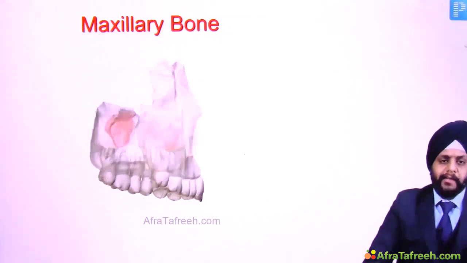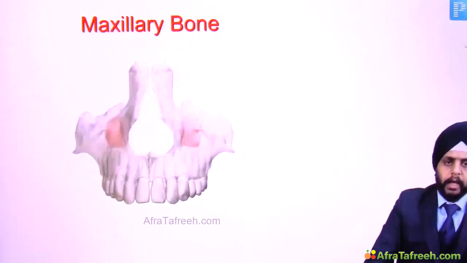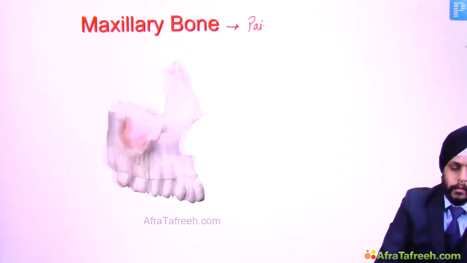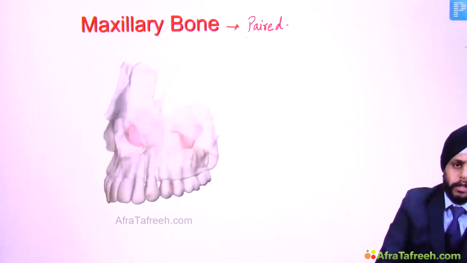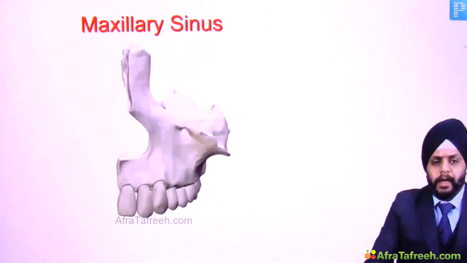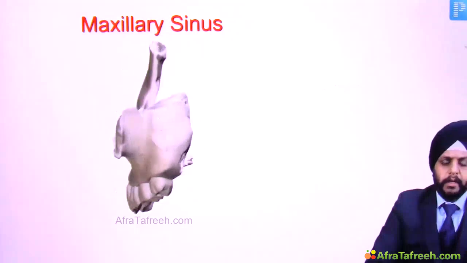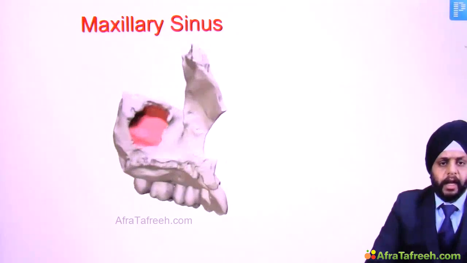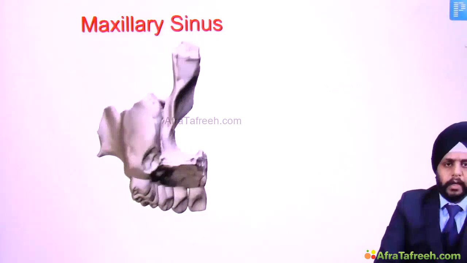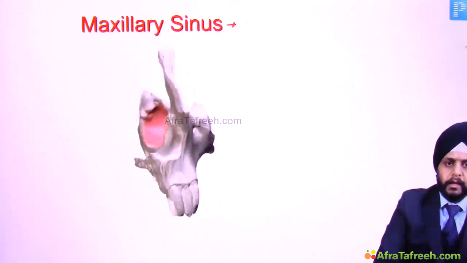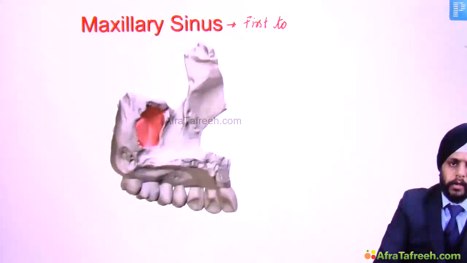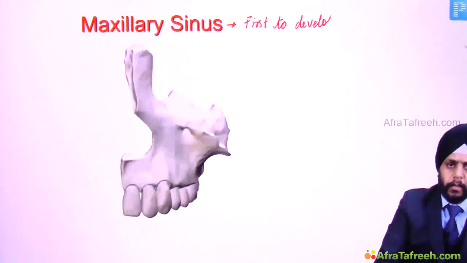Now the maxillary sinus lies in the maxillary bone. And as you can see over here, this maxilla is a paired bone. So we have two bones of maxilla, one on each side. Now inside the maxillary bone, you can see that there is an air-filled cavity, and that is known as the maxillary sinus. So remember, first thing, this sinus is the first to develop embryologically.